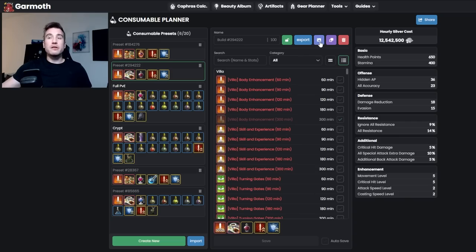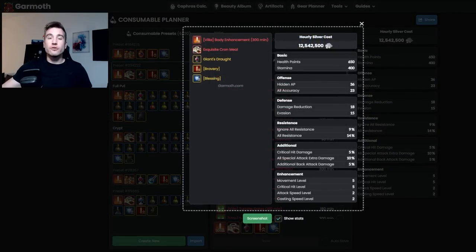Your Cookie Cutter PvP setup is somewhat similar to the Cookie Cutter PvE. We're again using the body enhancement Villa Scroll. This time, you of course are gonna go with Exquisite Cron Meal, Giant Draft, and then still your two Church buffs.